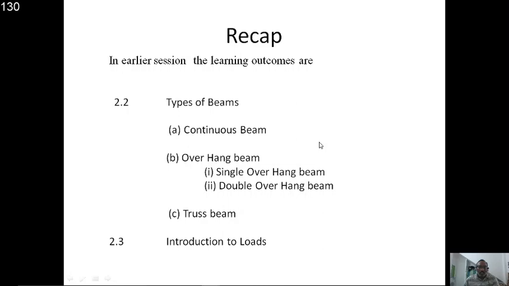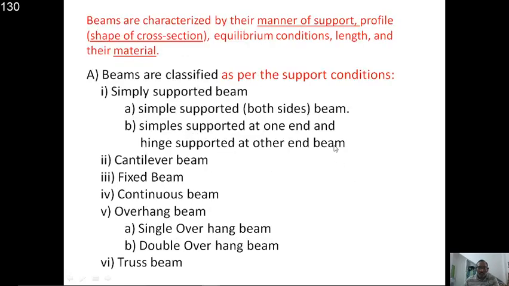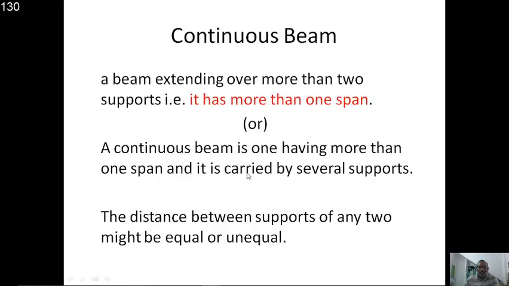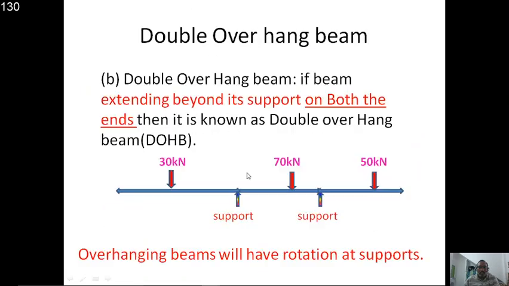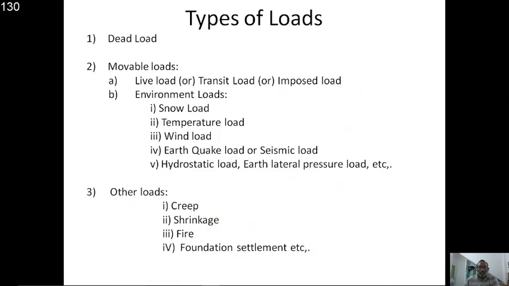And we also saw some introduction to loads: what the different types of loads are from the structural point of view, and the environmental concepts also. Let me recap those things again. So the beams, as per the support conditions, we have seen all these things here, right?